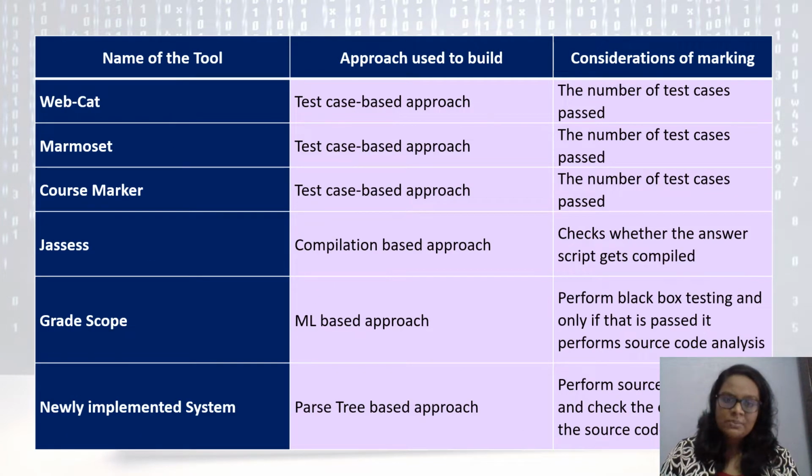Then if you consider some of these existing tools, they mainly use test case based approaches. Test case based approaches consider the number of test cases passed, which is not an efficient method because there can be source codes which have passed a large number of test cases, but can be highly deviated from the actual answer. It's the same when it comes to the compilation based approach: it checks whether syntax errors are there or not and provides grades, which is not a very efficient way to provide marks for students. So our system will perform source code analysis as well as black box testing to provide a more accurate mark or grade to the student.